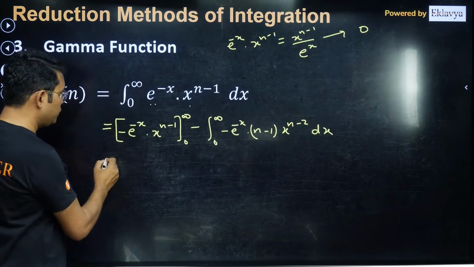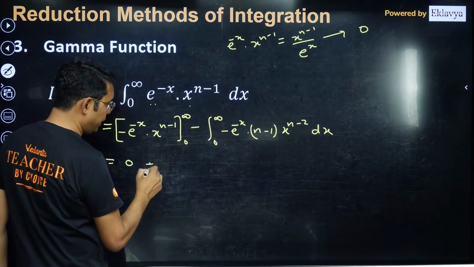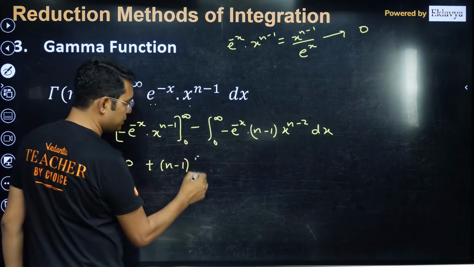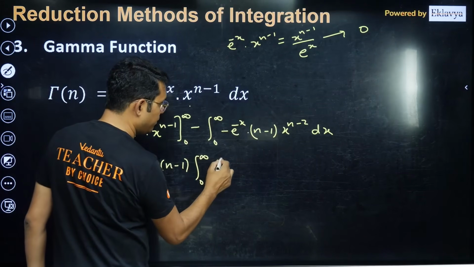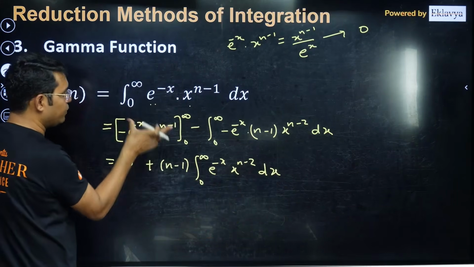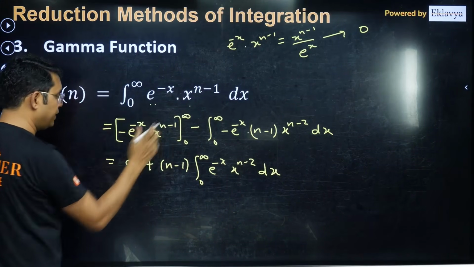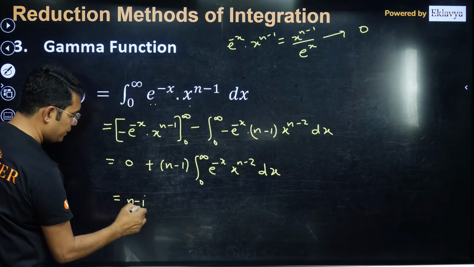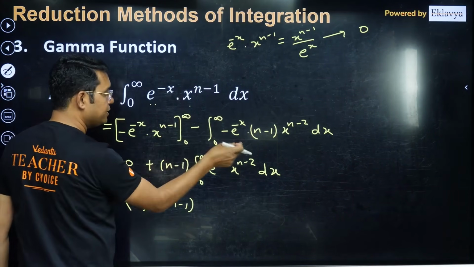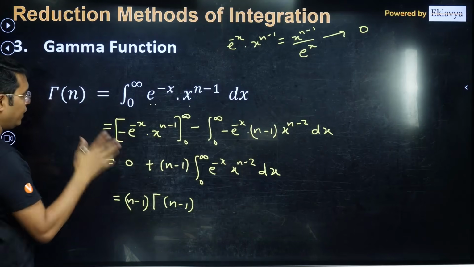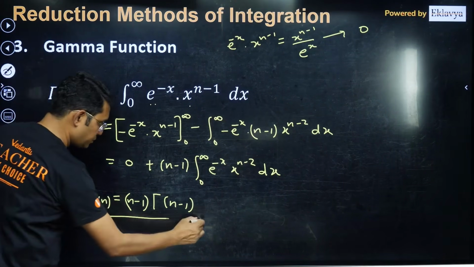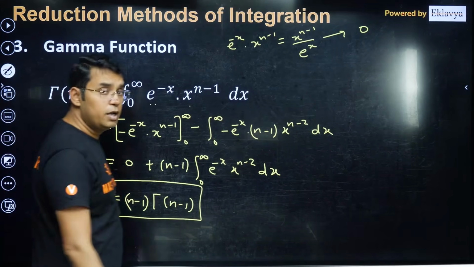So this will be 0 only, whereas this is minus minus plus, I can take n minus 1 outside, and if you notice, 0 to infinity e power minus x, x raised to the power n minus 2 dx. Now if you notice this expression, this integral with this integral, I think we have got something here. This is n minus 1, this is gamma n minus 1. The power has reduced by 1, everything else is the same. So gamma n is equal to n minus 1 into gamma n minus 1.